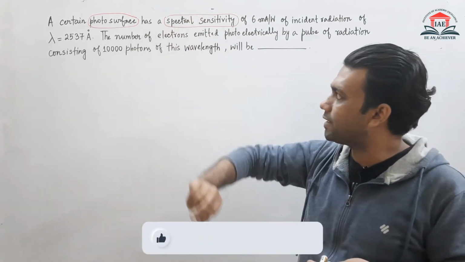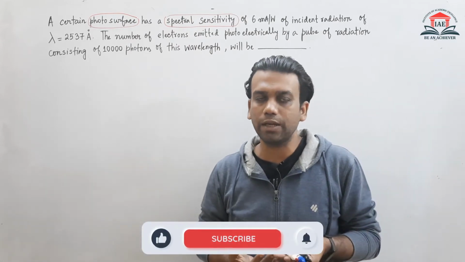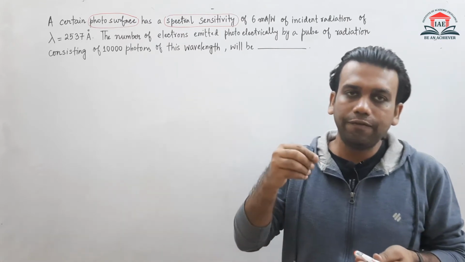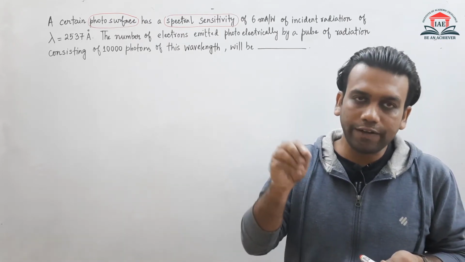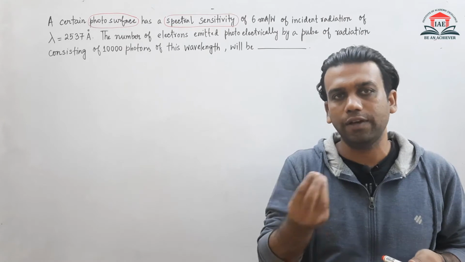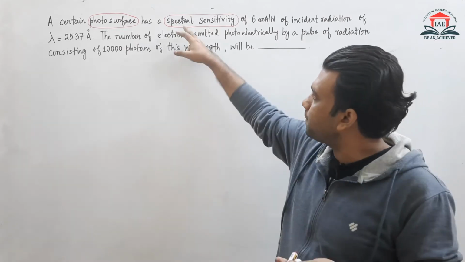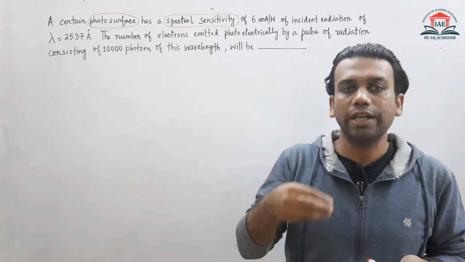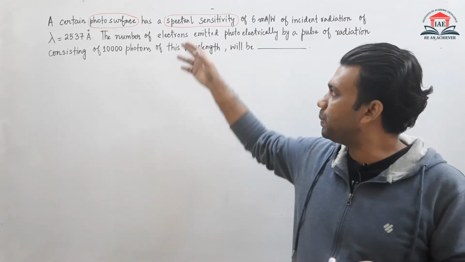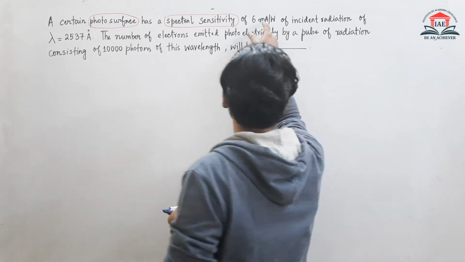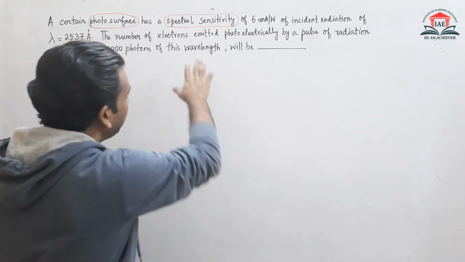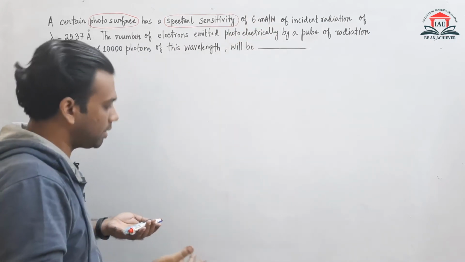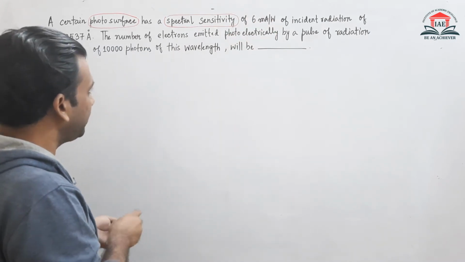And what is spectral sensitivity? Spectral sensitivity means spectral, that is the wavelength. For different wavelengths there is a different amount of absorption, and that is called spectral sensitivity. The amount of sensitiveness relating to an individual wavelength is called the spectral sensitivity. So here, what is written? Spectral sensitivity of 6 milliampere per watt. What is the meaning of this?